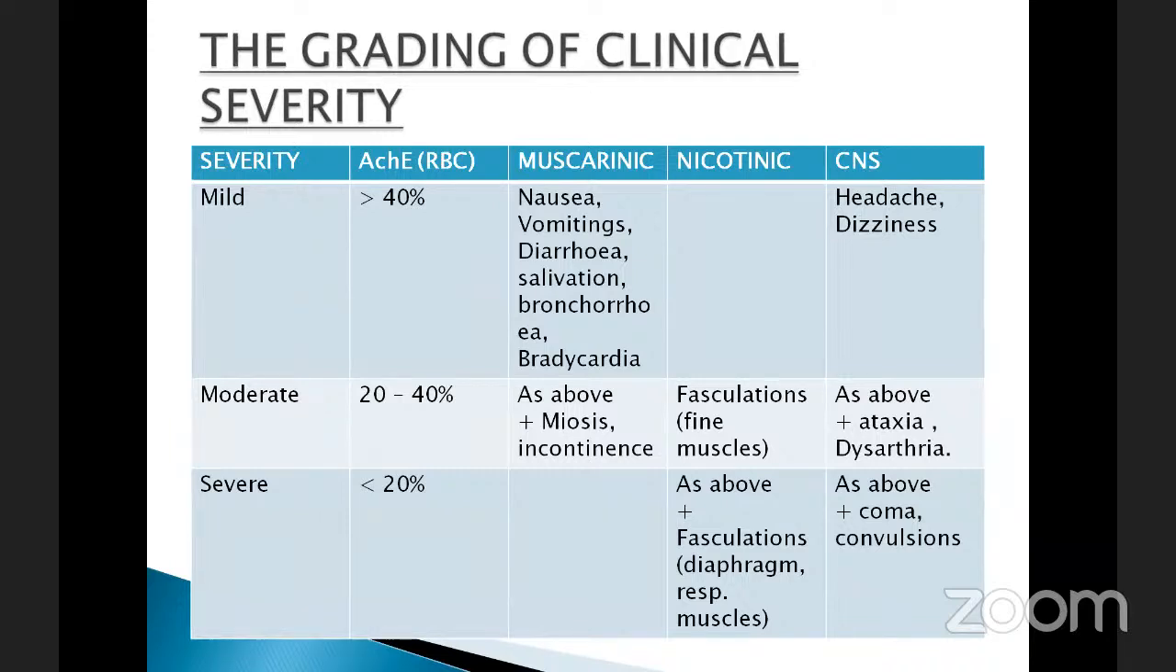If acetylcholinesterase levels are more than 40%, this comes under mild. Symptoms are mostly seen on muscarinic activities, which include nausea, vomiting, diarrhea, salivation, bronchorrhea, and bradycardia. Whereas in the CNS, dizziness and headache can be seen.